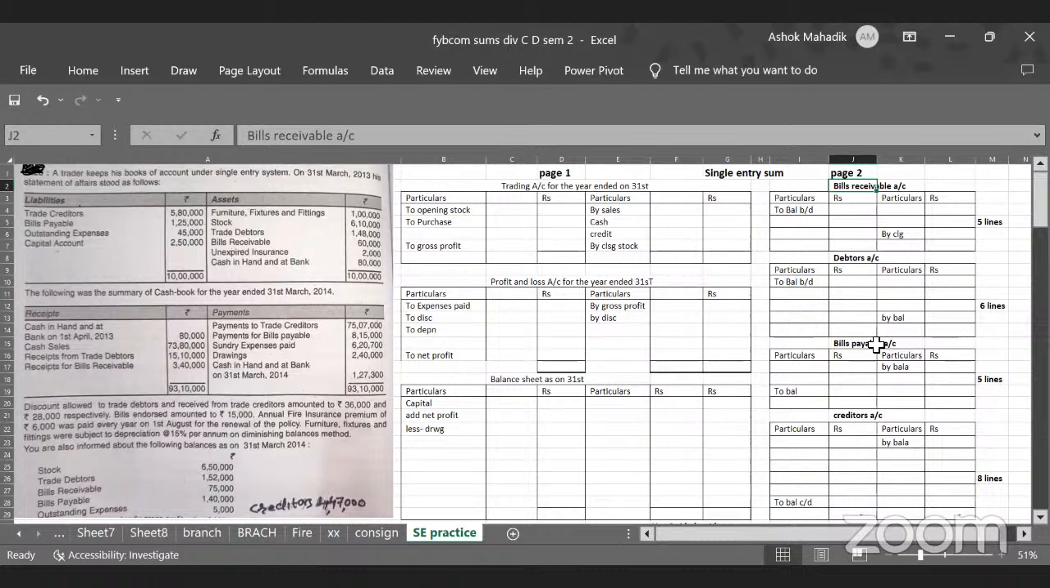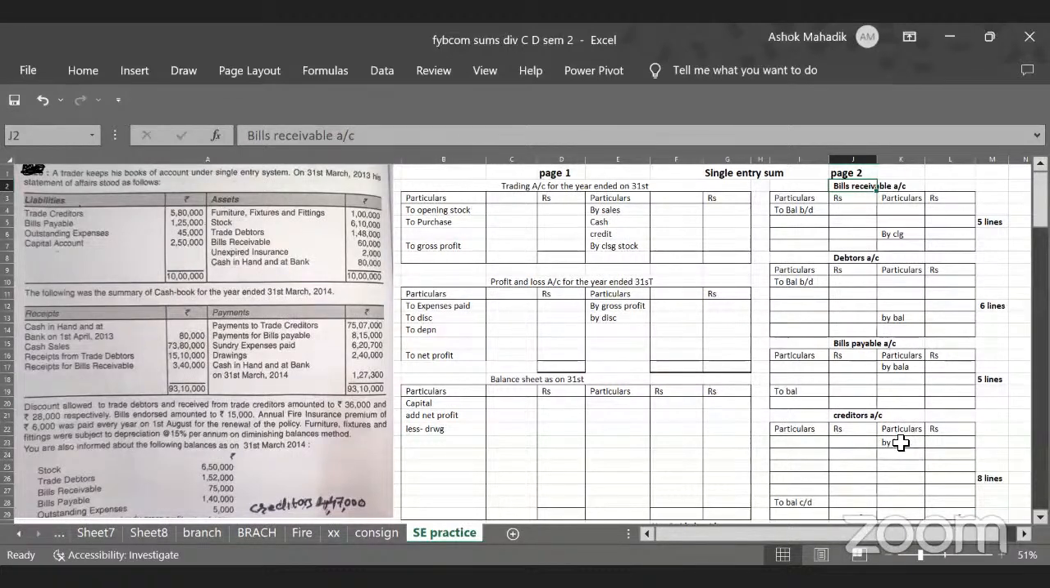Whenever you are solving this sum, use 2 side-by-side pages. On the left-hand side, keep the final account format, and on the right-hand side, keep these 4 accounts. Okay, so let us start. Trade creditors. I told you it's a liability. So we'll post the opening balance on the credit side of the creditors account.